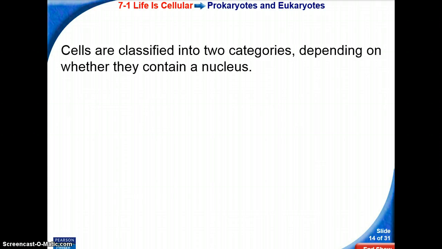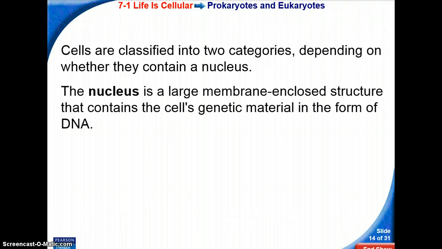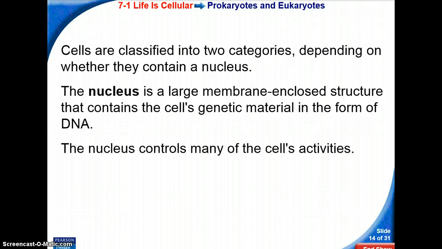Cells are classified into these two categories, like I said, and they are classified depending on whether they contain a nucleus. Now, a nucleus is a large membrane-enclosed structure that contains the cell's genetic material in the form of DNA. The nucleus controls many of the cell's activities, so it's kind of like the power brain center of the cell.